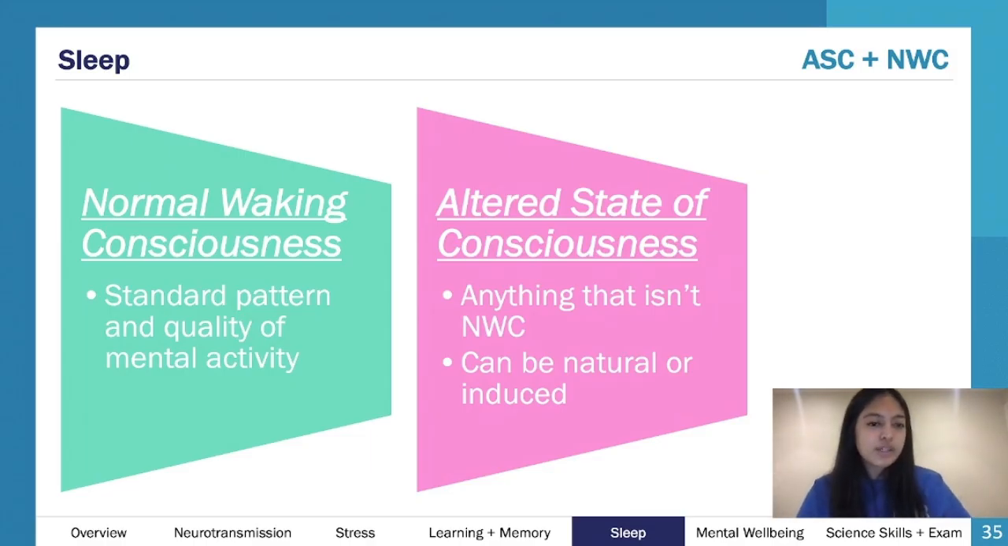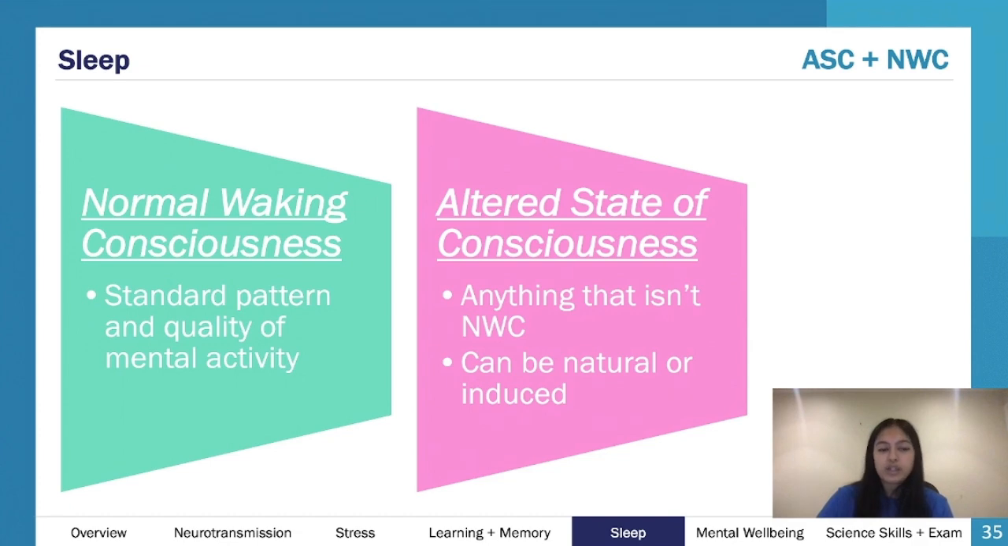So in this area of study, we're talking about sleep. This first slide that we're looking at, we're talking about sleep as a natural altered state of consciousness. To understand what that means, you have to know what normal waking consciousness is. Generally, we refer to people as being in two states: either you're in normal waking consciousness or not, and not equals an altered state of consciousness.